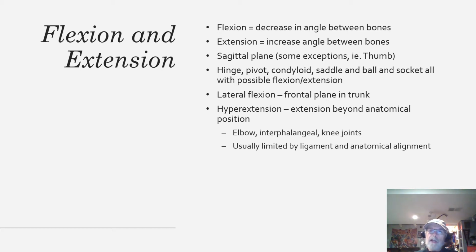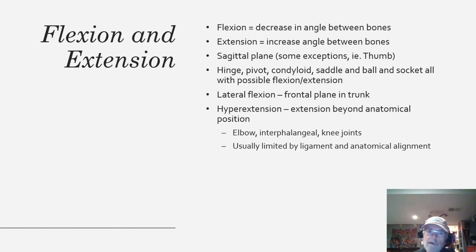Extension is now an increase of those angles. So now I take my hand, which is up on my shoulder, and extend my arm and put my arm straight. The angle between the forearm and the upper arm is increased, and that's called extension. This is usually sagittal plane motion, and we know what sagittal plane would be. It can occur in hinge joints, pivot joints, condyloid joints, saddle joints, and ball and socket joints. All will have the possibility of flexion and extension.